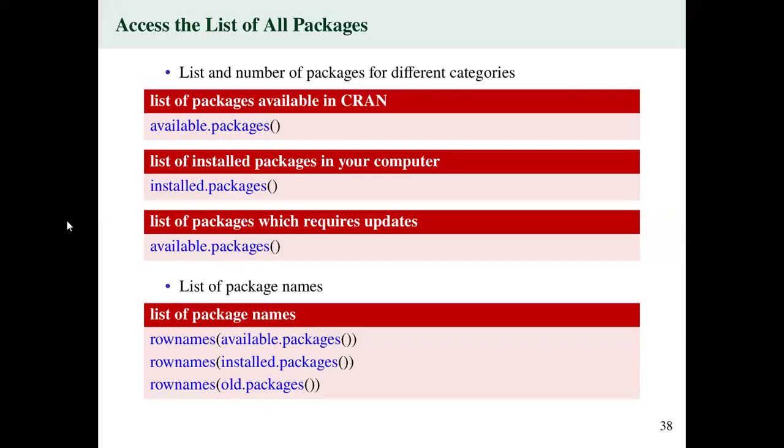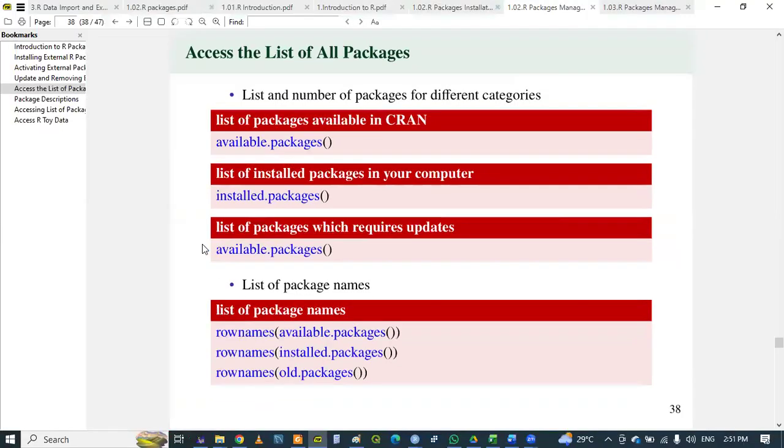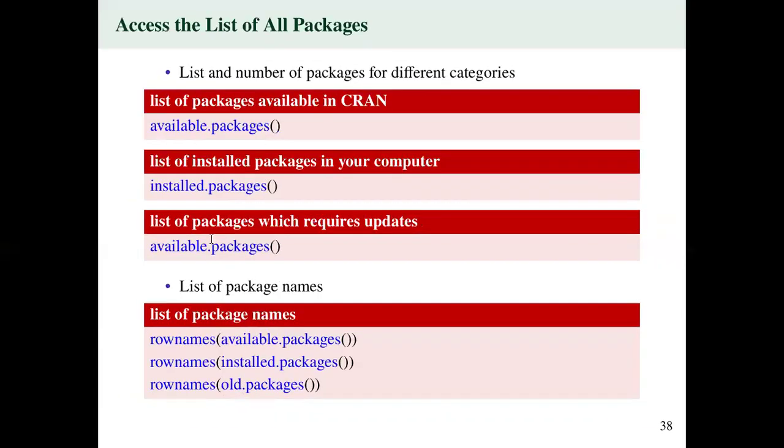Another thing is to access the list of all packages. If you click available.packages, this will print packages and the version of all packages in CRAN. But installed.packages is for only those packages which are already installed in your computer. The other one, this is not available. It's supposed to be old.packages. I will update this before I share the final version. Old.packages will give you a list of packages which require updates.